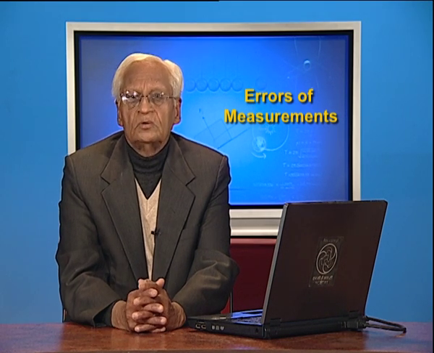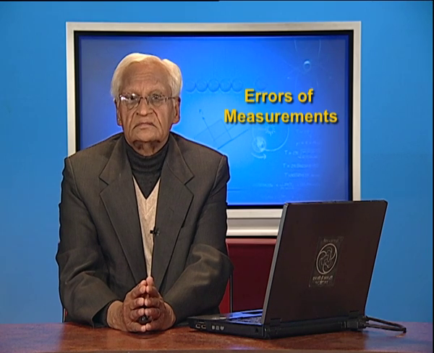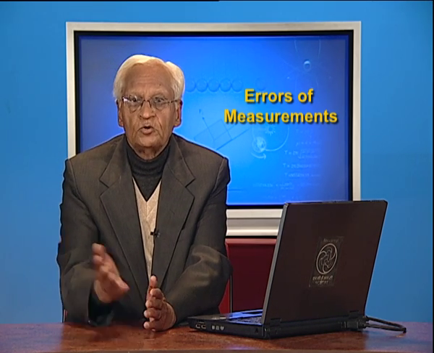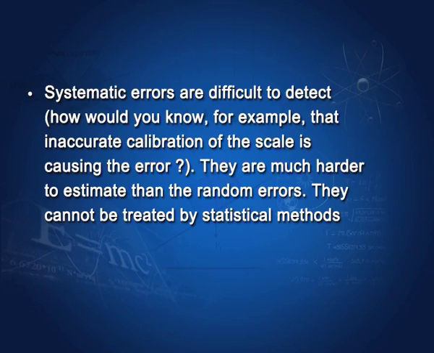What do the systematic errors do? Systematic errors shift the result only to one side. The result is either always higher than the actual value or always lower than the actual result. Random errors, which we shall see presently, can shift the result to either side. So, that is the distinction. Systematic errors are difficult to detect. For example, you do an experiment and you do not know that the calibration of the scale is not correct. Therefore, systematic errors are much harder to estimate than the random errors. They cannot be treated by statistical methods as we do with the random errors.